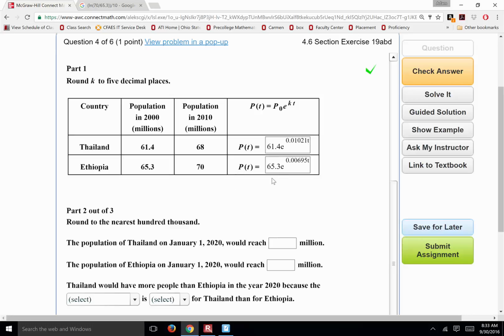Now you have your models. We will put them to work. Population of Thailand in 2020 means 10 more years later. In other words, 20 years from the initial date when you first took the measurement in 2000. 20 years later, what will it be? So you're going to take this formula and make t to be what? What t are you going to make? This 61.4 is in 2000.